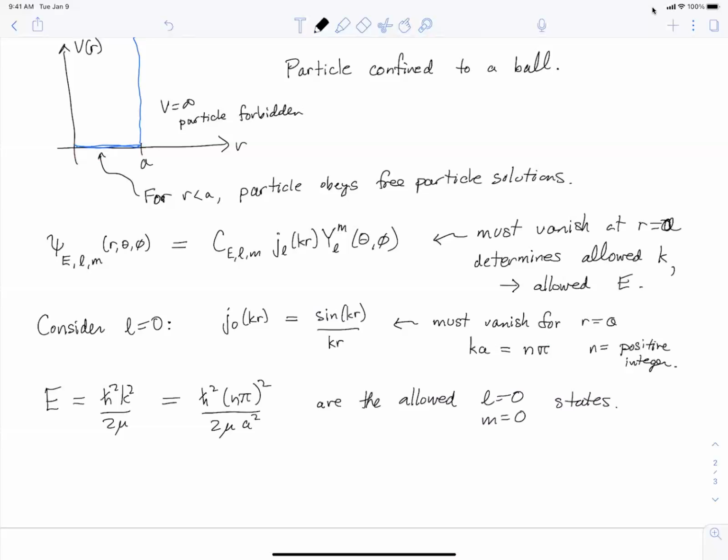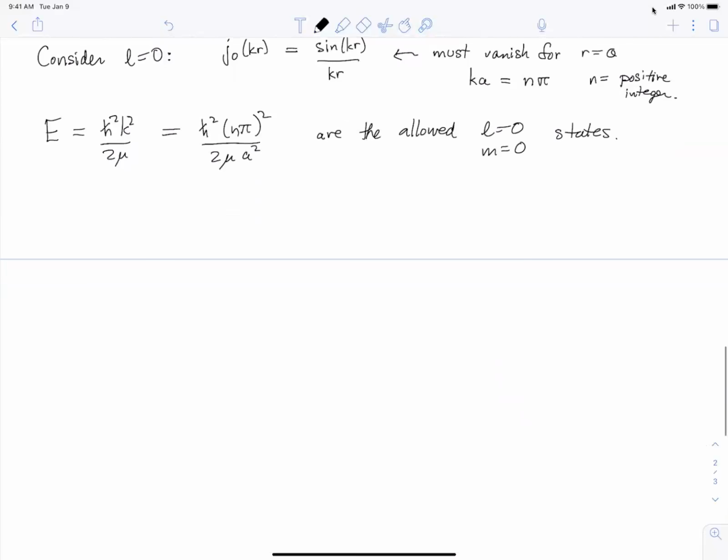So there's an infinite number of them, and we can graph the wave functions. It's traditional to just graph the radial part of the wave function, as a function of r. And of course, the only part we care about is from 0 to a. Okay, and so sine kr over kr for the lowest value of k just does this, something like that. So this is the n equals 1 state.